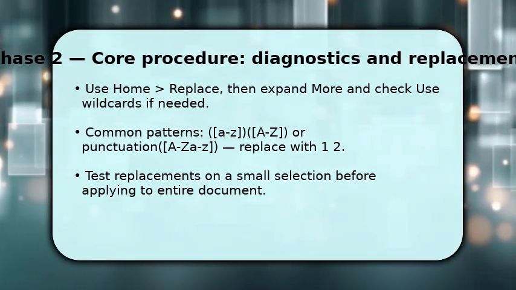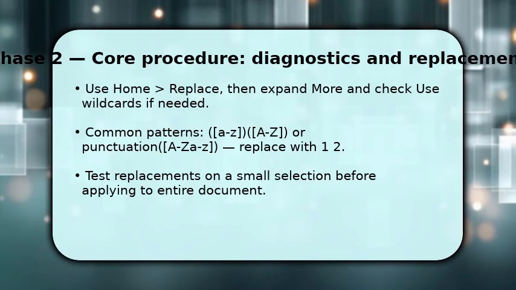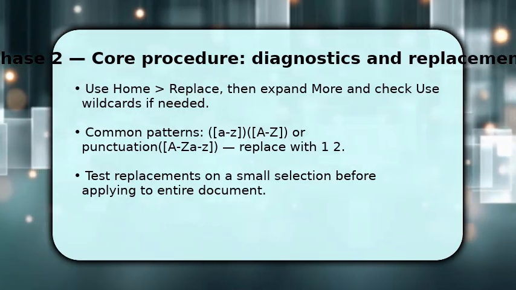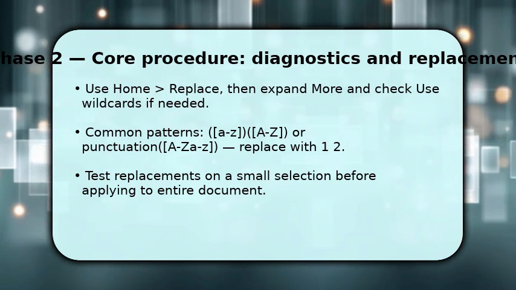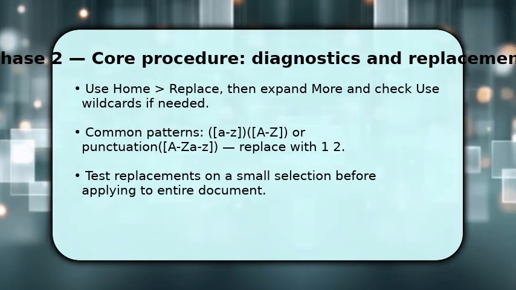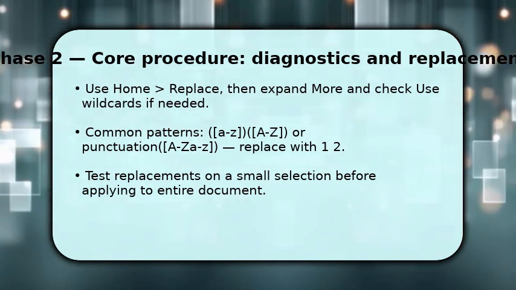Once done, run a few test replacements on a paragraph to verify results. Because wildcards can alter correct text, if it looks good, apply to the whole document. Finish by normalizing spacing and checking results.